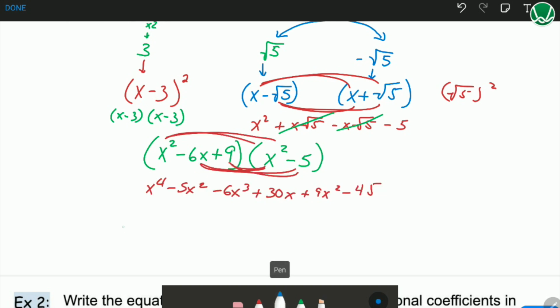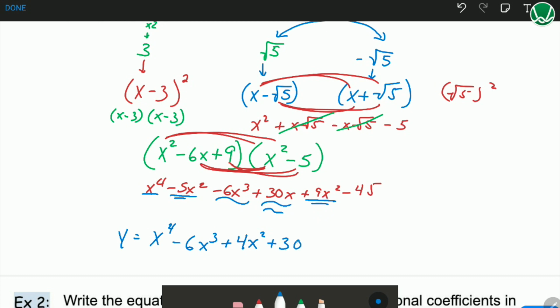If I combine like terms and write in standard form here, we have the x to the 4th as the highest power. We have, it looks like 1x to the 3rd. Yep, just double checking, I didn't make any mistakes. So negative 6x to the 3rd. We have negative 5x squared and 9x squared, which makes positive 4x squared. We got just 30x. And we got our last negative 45. And there we go.